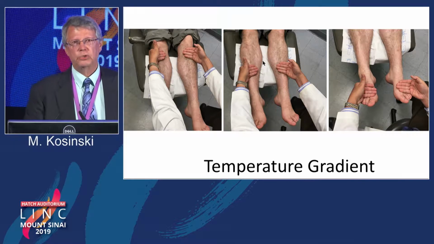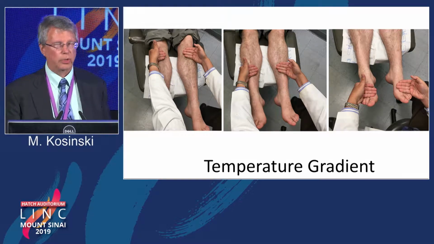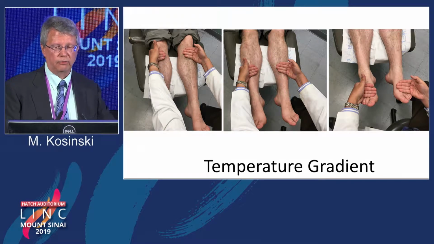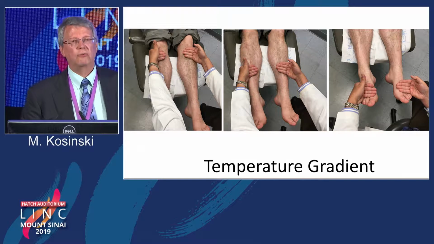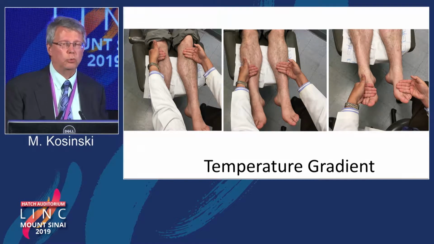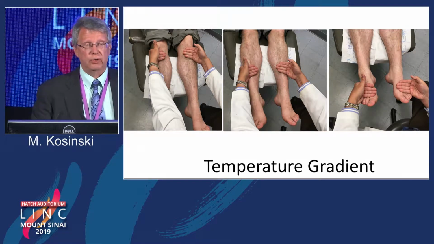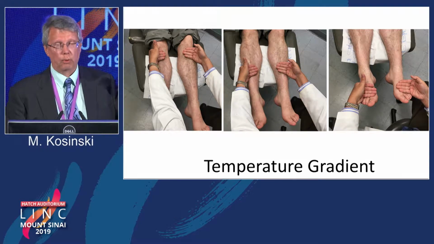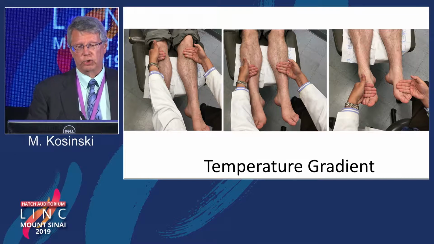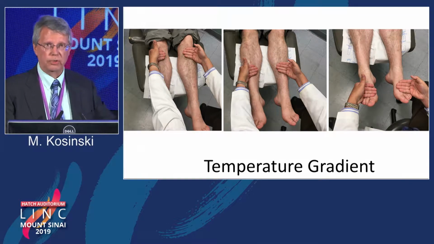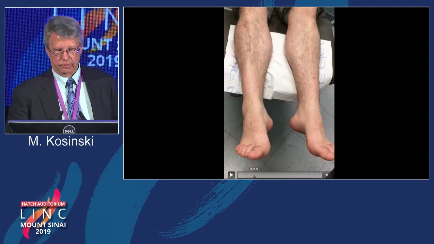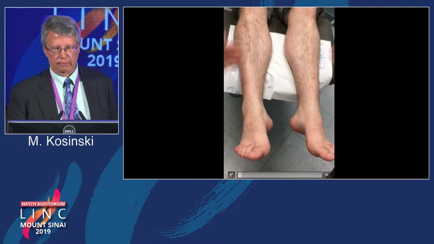Well, this is a temperature gradient, right? For those who don't know, you take the back of your hand and you run it down from the knee all the way down the anterior aspect of the foot, all the way to the toes. You're looking for a normal temperature gradient of warm to cool. A temperature gradient that's reversed would be warm to warmer. And an increased temperature gradient wouldn't be warm to cool, it would be warm to cold. So that would be an increased temperature gradient. So let's hope this plays here. This is how we do a temperature gradient.